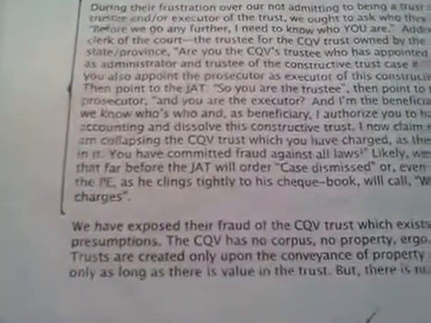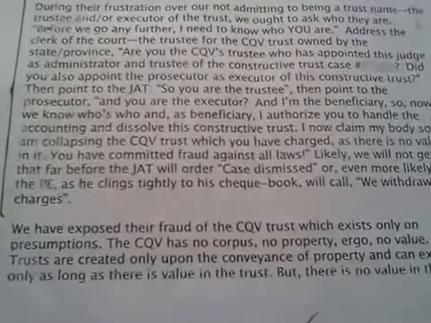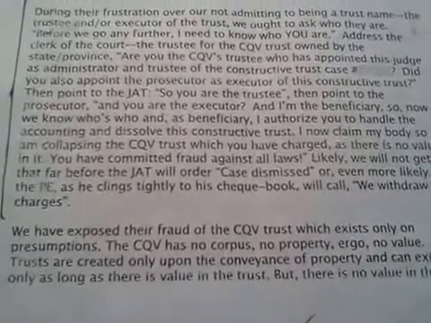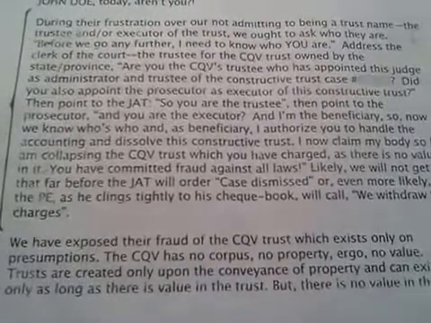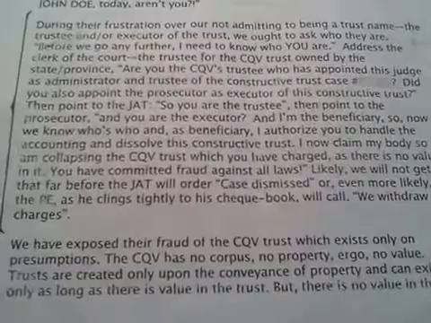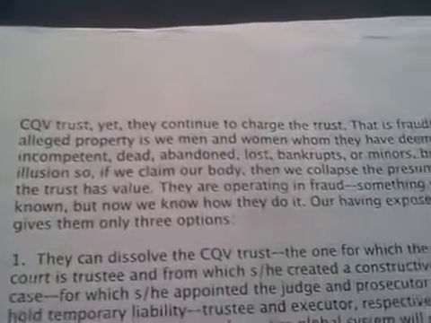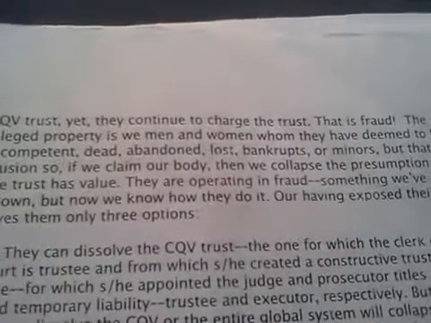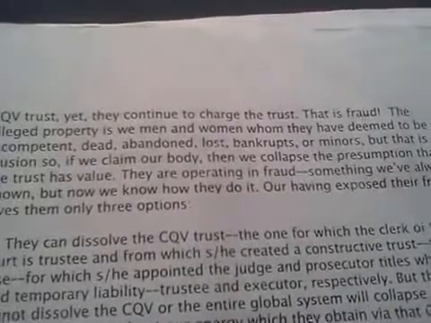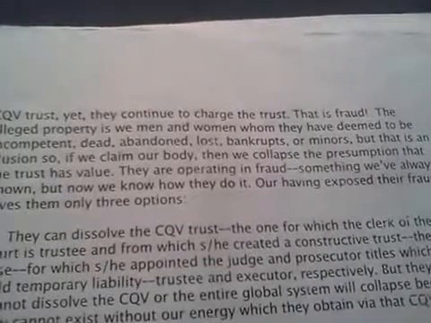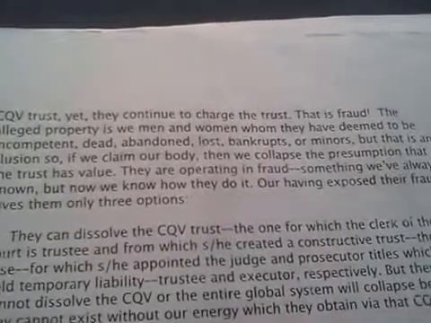Let's continue reading here. We have exposed the fraud of the CQV trust, which exists only on presumptions. The CQV has no corpus, no property, or no value. Trusts are created only upon the conveyance of property and can exist only as long as there is value in the trust, but there is no value in the CQV trust, yet they continue to charge the trust. That is fraud. The alleged property is we, men and women, who they've deemed to be incompetent, dead, abandoned, lost, bankrupts, or minors. But that is an illusion, so if we claim our body, then we can collapse the presumption that the trust has value.